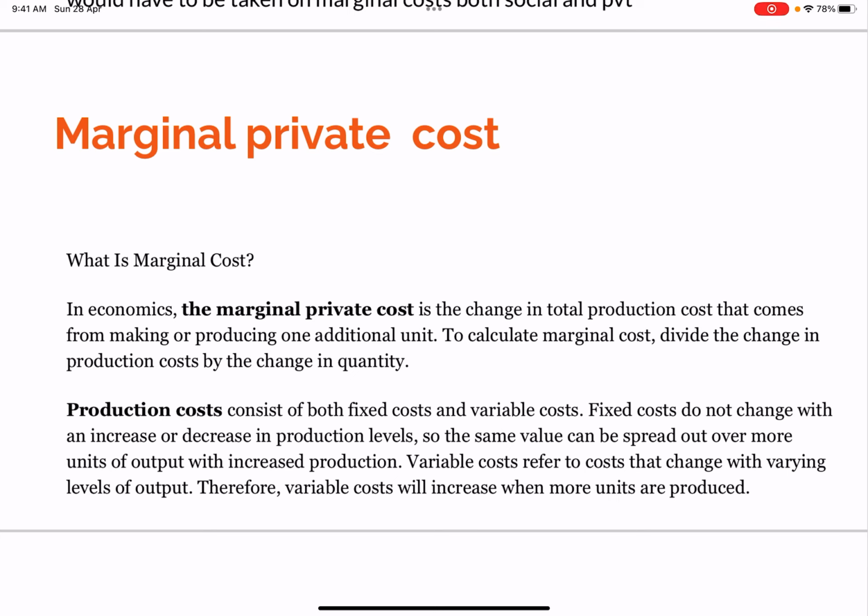So the marginal private cost is the change in total production cost that comes from producing one additional unit. To calculate the marginal cost, we need to divide the change in production cost by the change in quantity. Now you know that the private cost to the producer would depend on both the fixed cost as well as the variable cost, and the fixed cost will not change with respect to production levels. It would remain the same, but the variable cost would change with respect to the output level, right? So this is the basic understanding of the fixed cost and variable cost.